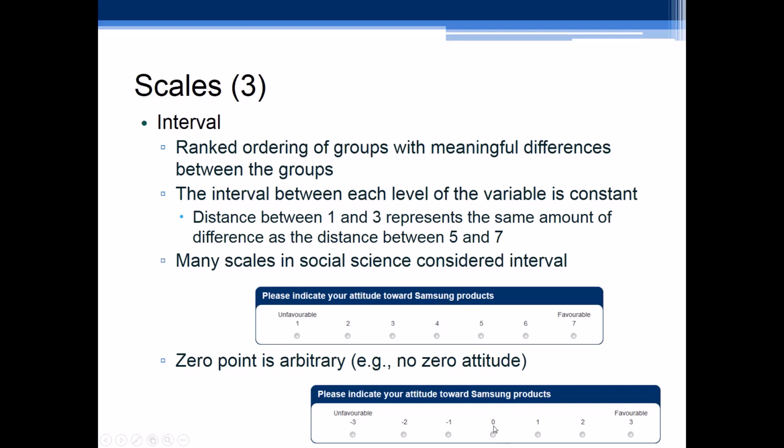Because that's arbitrary, when we put a 0 point, that 0 doesn't necessarily represent an absence of an attribute. It simply represents perhaps some neutral point. Here you can see 0 indicating neutral in terms of attitude that is either unfavourable or favourable. Keep that in mind, because that's a limitation of an interval scale.